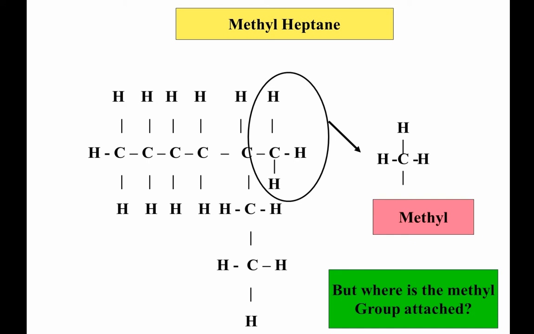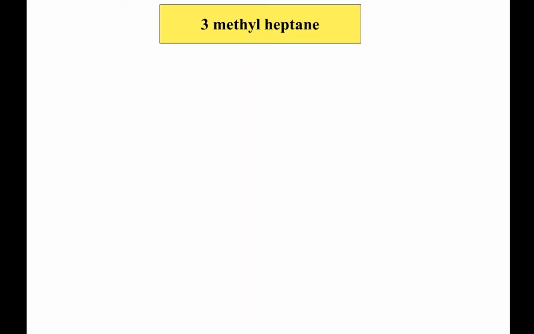We're not only going to indicate that it has a methyl group attached to the main chain, but we're also going to tell you where it is attached. It's on the 3rd carbon. Therefore, this would be 3-methylheptane.